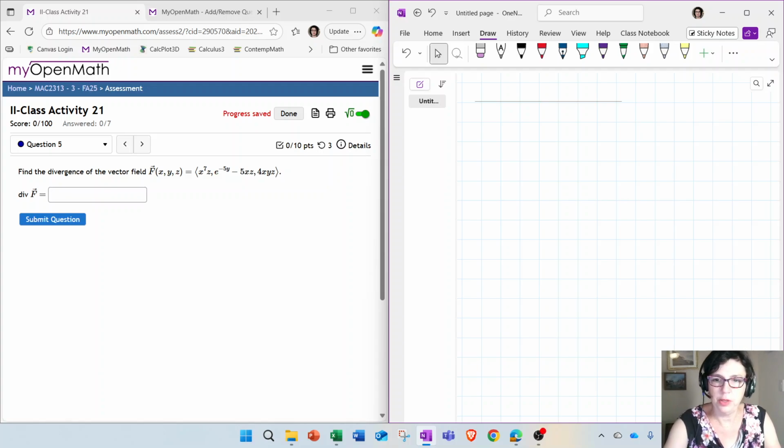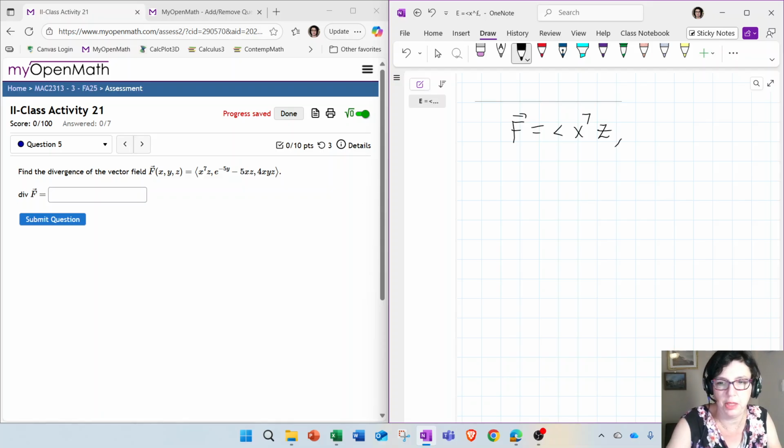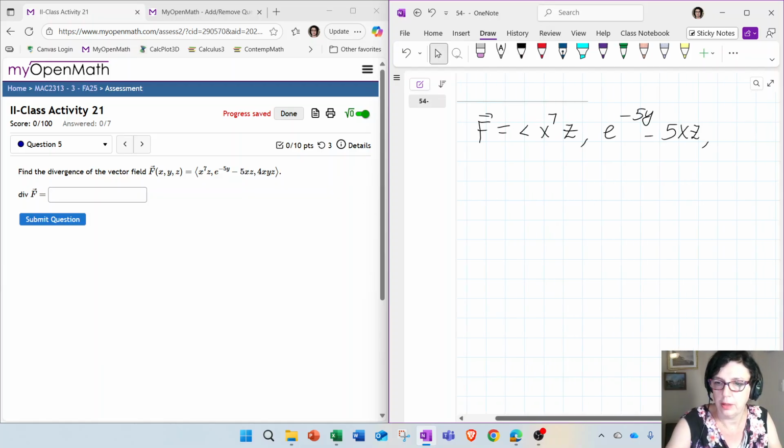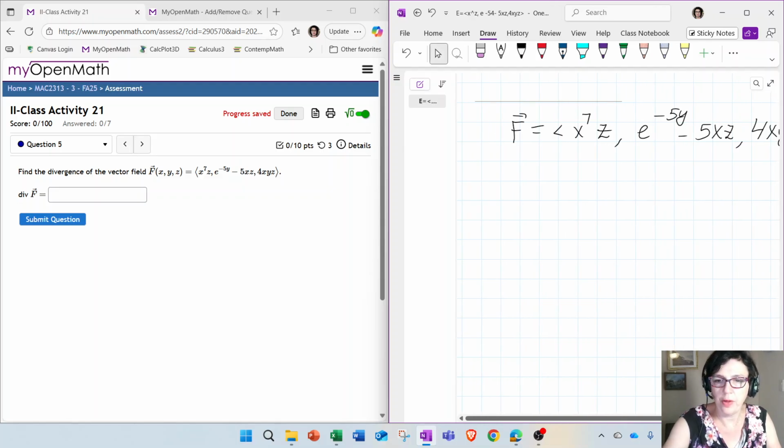Okay, guys, in this video, I'm going to show you how to find the divergence of a given vector field. So here we've got vector field F, and the divergence is very easy to find if you know how to find partial derivatives. So everything really depends on partial derivatives. So we've got e to the negative 5y minus 5xz, and we got 4xyz. Okay, so how do we find the divergence?